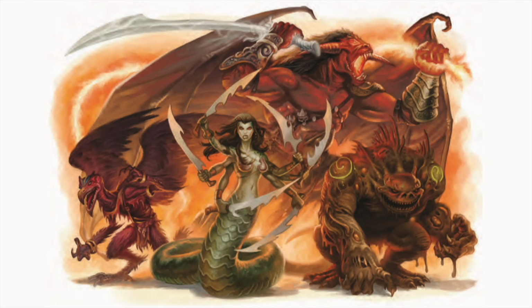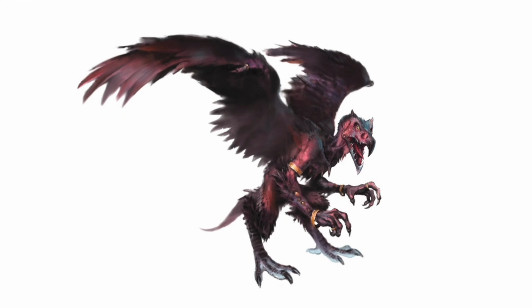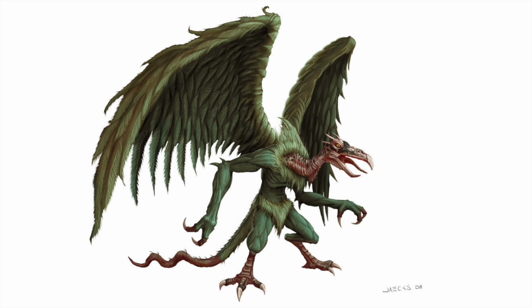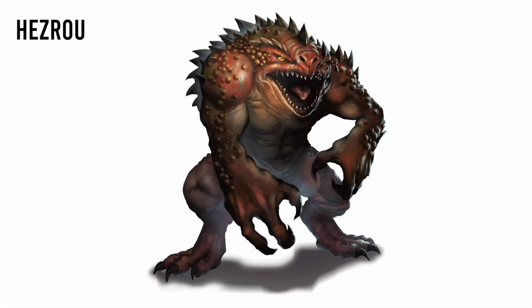Aside from their power, the thing that really distinguishes a true tanar'ri from other types is that true tanar'ri are never born. They all evolve from weaker forms. Vraks look like vultures with human arms. They're the elite fighting forces in the Blood War. They possess an uncommon trait among tanar'ri. They coordinate with each other exceptionally well. Because of this, they always fight in groups, and they travel in groups too, so you're unlikely to ever encounter a single Vrak.